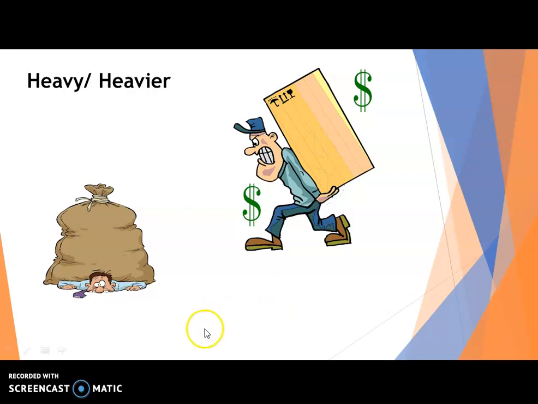Now let's differentiate or compare the two men. Which one is having a heavy object and a heavier object? So we can say now that the second man, the man who is carrying a box, the box is heavy, but the first man's object is heavier. So he carried a heavier object than the second one. That is heavy and heavier.